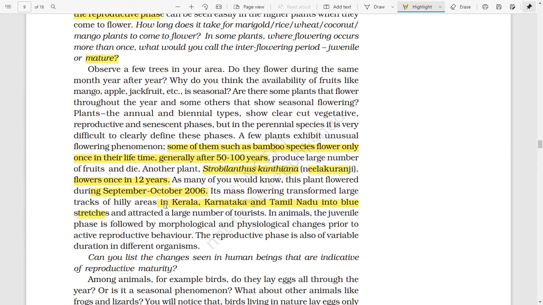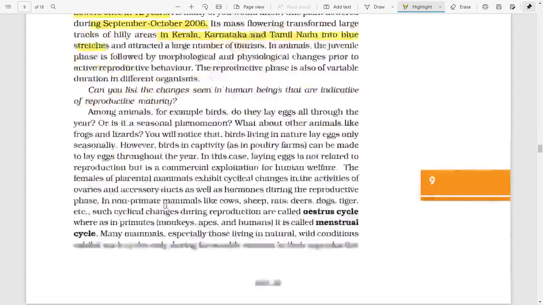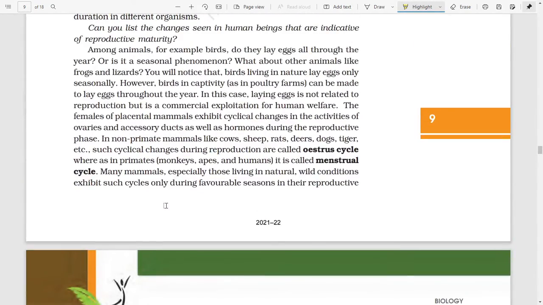In animals, the juvenile phase is followed by morphological and physiological changes prior to active reproductive behavior. The reproductive phase is also of variable duration in different organisms. Can you list the changes seen in human beings that are indicative of reproductive maturity? These are commonly seen at the time of adolescence.